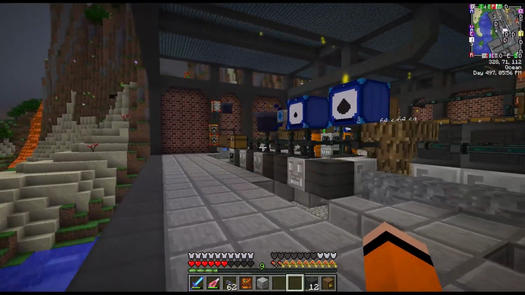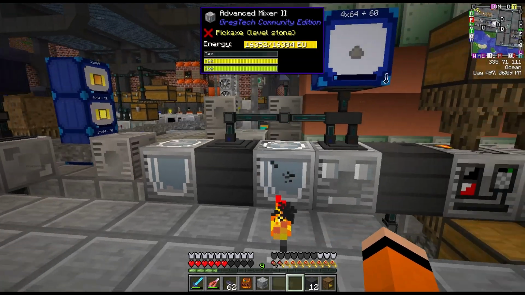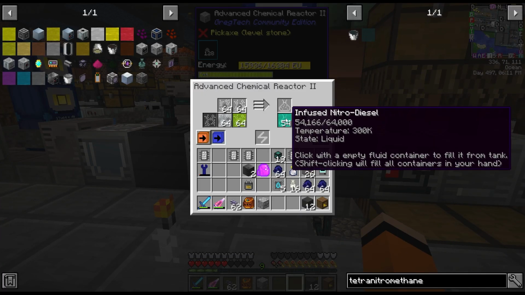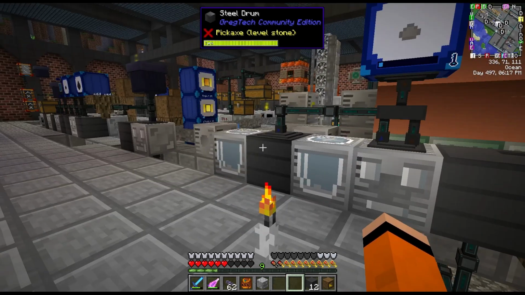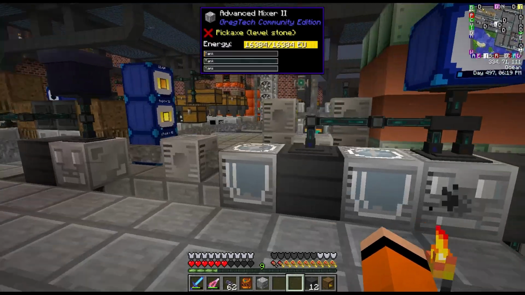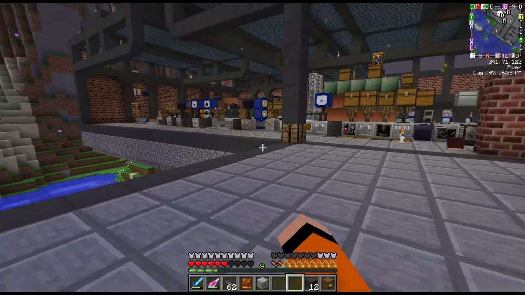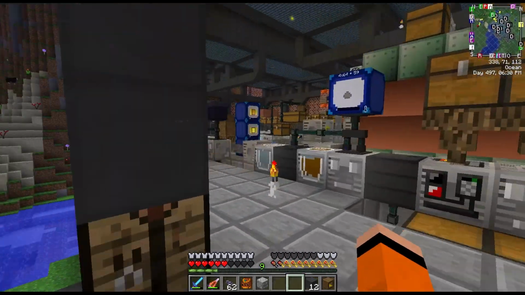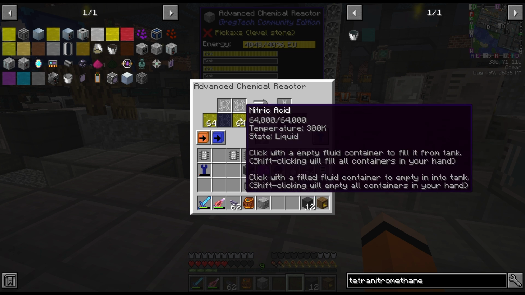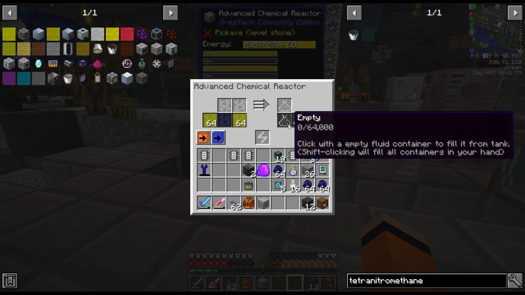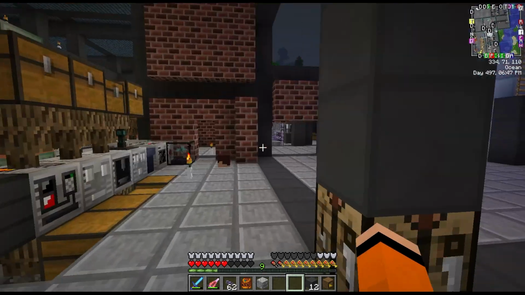So the next thing I'd like to get moved over is our diesel setup. We're currently making our cetane and then mixing that to make infused Nitro-Diesel, which we're powering the whole base with. So I do have to be kind of careful here. I don't want to end up with a situation like yesterday. So I'm thinking that we build this right here. It's actually only going to be a couple of chemical reactors. I will have to move over our, what is this, tetranitromethane setup. And then it'll just be 2 mixers and a chemical reactor to make our infused Nitro-Diesel.